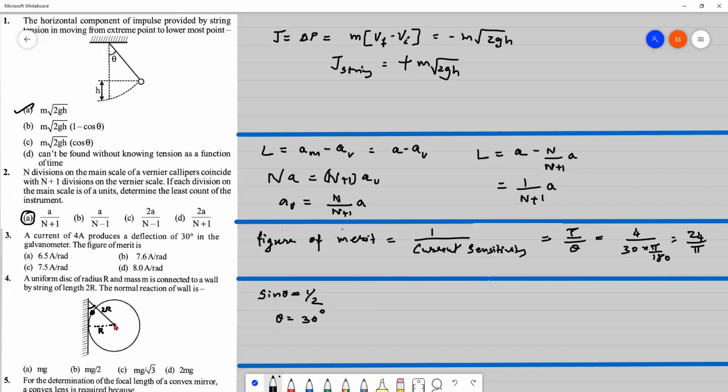If you draw the forces here, the weight of the sphere, mg, will be acting downward, the tension will be acting in this direction, and the normal reaction will be acting in this direction. When you resolve the tension into two components, this will be T cos theta, and this is mg. You have a normal reaction, and this is T sin theta.